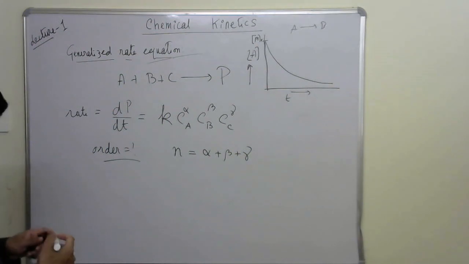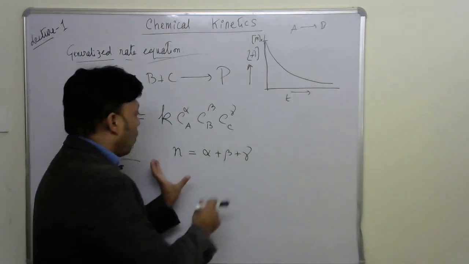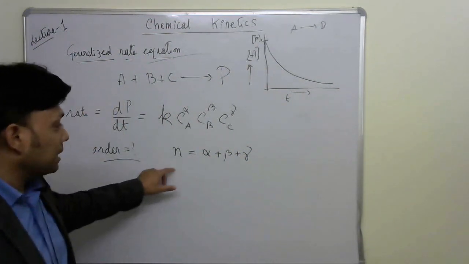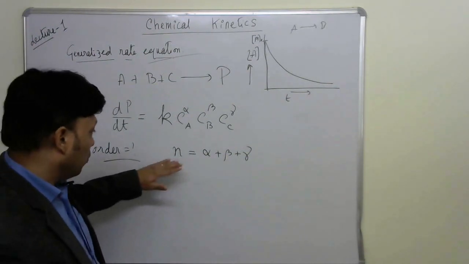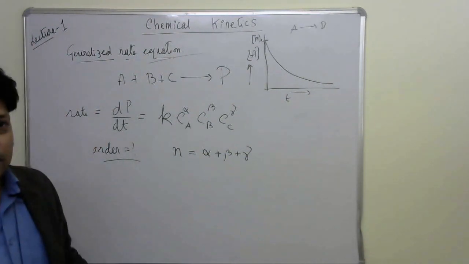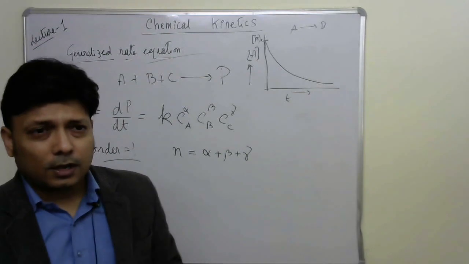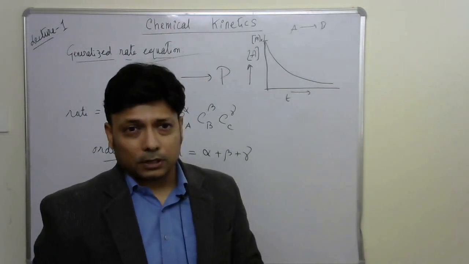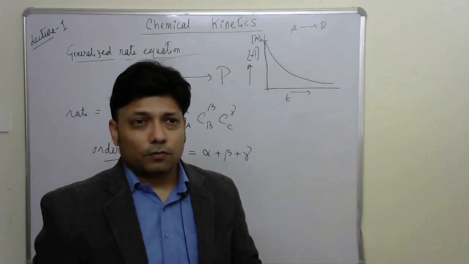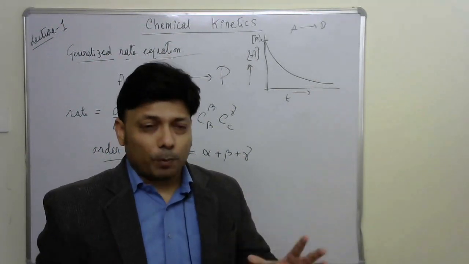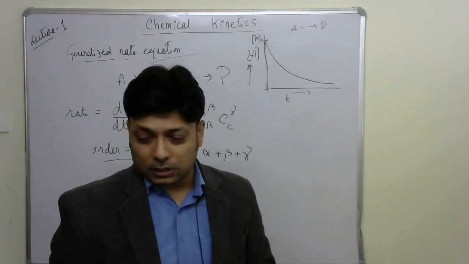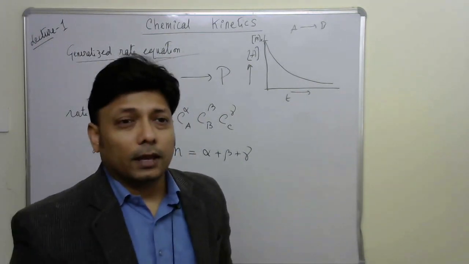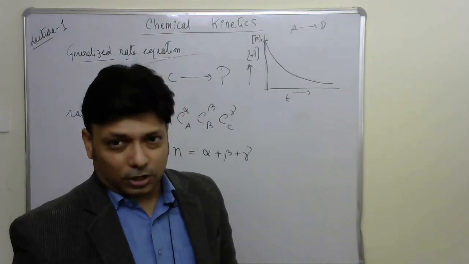Now we have an idea what the order is, and it is represented by the letter n. Now the question is, is there any way that we can guess or determine the order of the reaction from the stoichiometric formula of the given reaction itself, or by any other way? So let's check it out.